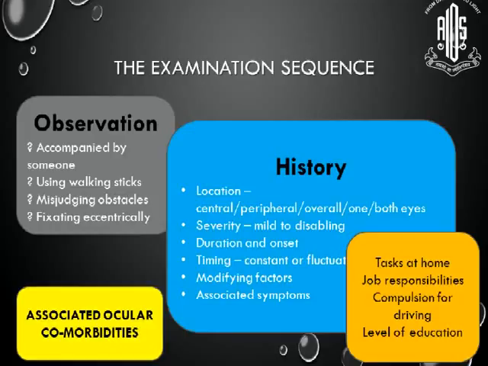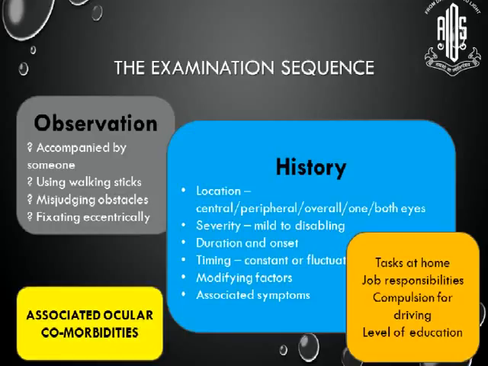When the patient comes to the table and sits down, take a very good history. Bring the patient into your confidence so that the patient can tell his or her problems. In any glaucoma patient, ask about the location of the spots, the scotomas: central, peripheral, overall, in one eye or both eyes. What is the severity of the visual field loss?